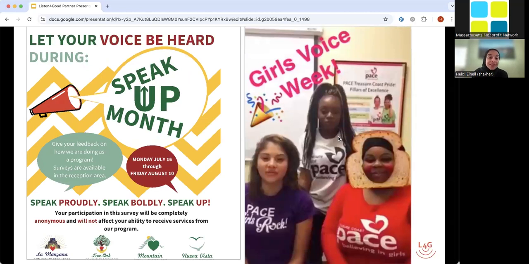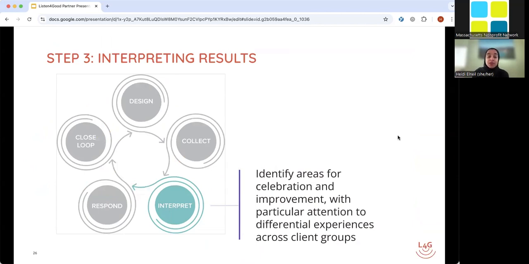There are lots of different ways to prepare your community to be able to take this survey. Some organizations will do flyers. I love the example of Girls Voice Week. These are young women who are encouraging their peers to take the survey. So really thinking again about how you leverage people's relationships to encourage survey collection. I love these images. So once we have those responses, it's really about how do we interpret the results.